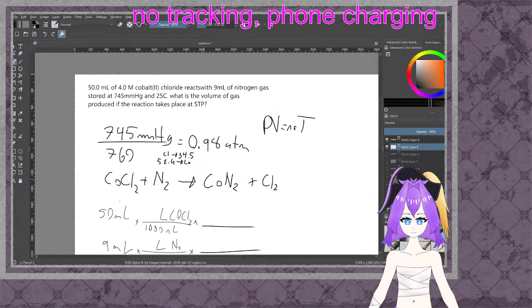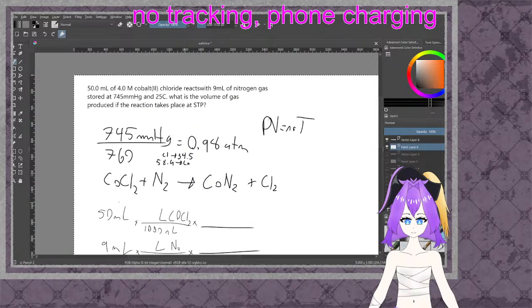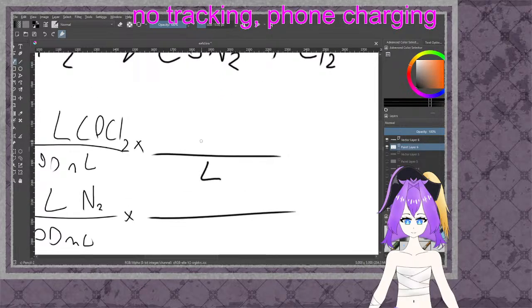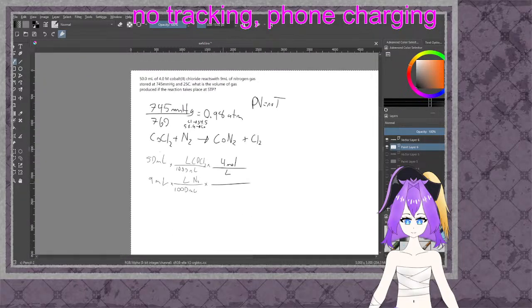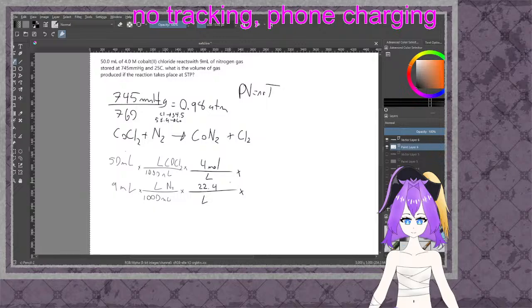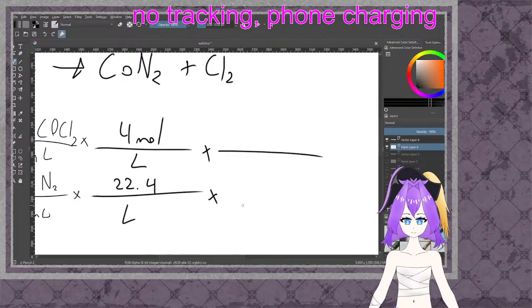Like so, liters. Do we know the molarity of each? No, we don't. Alright. So the cobalt is 0.4 molar. So over 1 liter, you do 4 moles. And then, since it's STP, it's 22.4 liters, 22.4. Now we're at moles, and now moles to grams.